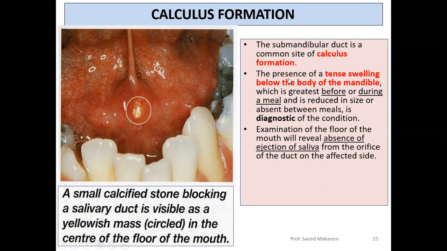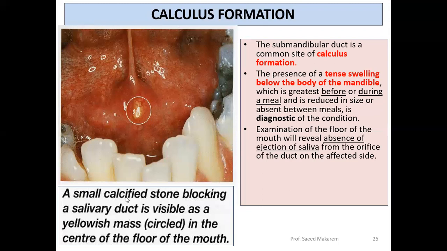In the diagnosis of the condition, there is a tense swelling below the body of the mandible, which is greatest before or during a meal and is reduced in size or absent between meals. You can see here the formation of a tense area because of the calculus formation. Examination of the floor of the mouth will reveal the absence of ejection of saliva from the orifice of the duct on the affected side. If you observe closely, there will be no ejection of the saliva because of the calculus presence.